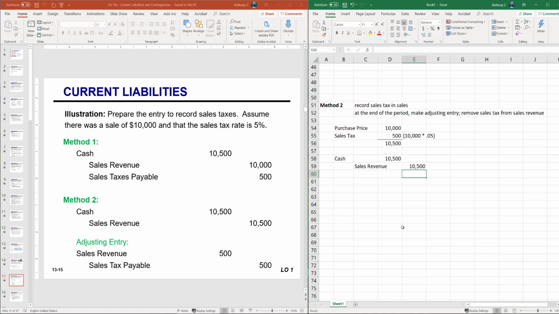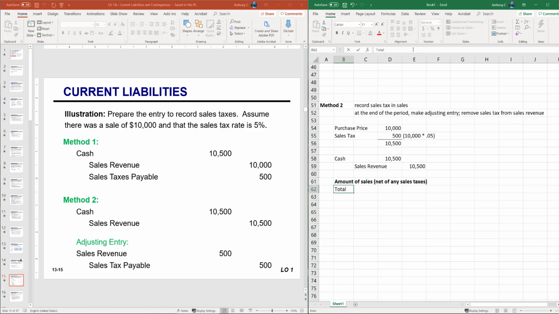At the end of the period, we can then take out our sales tax from this total sales revenue of 10,500, because as we know, 5% of our sales are actually just tax. So to figure out the amount of sales at the end of the period, net of any taxes.